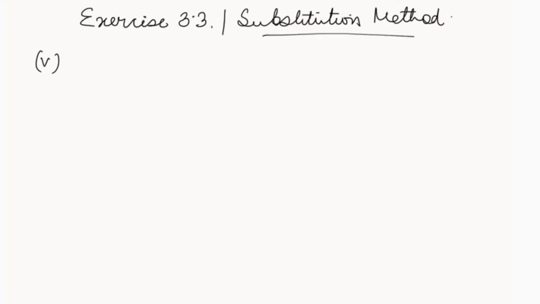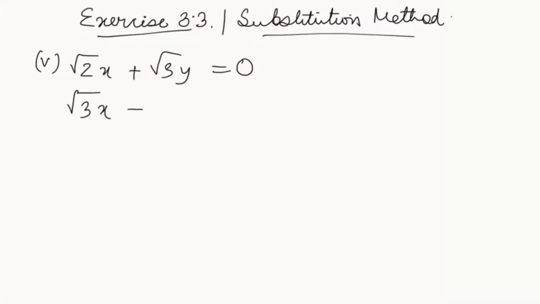Okay, so we continue with the substitution method in exercise 3.3. Let's look at number 5. Root 2x plus root 3y equals 0. Root 3x minus root 8y equals 0.